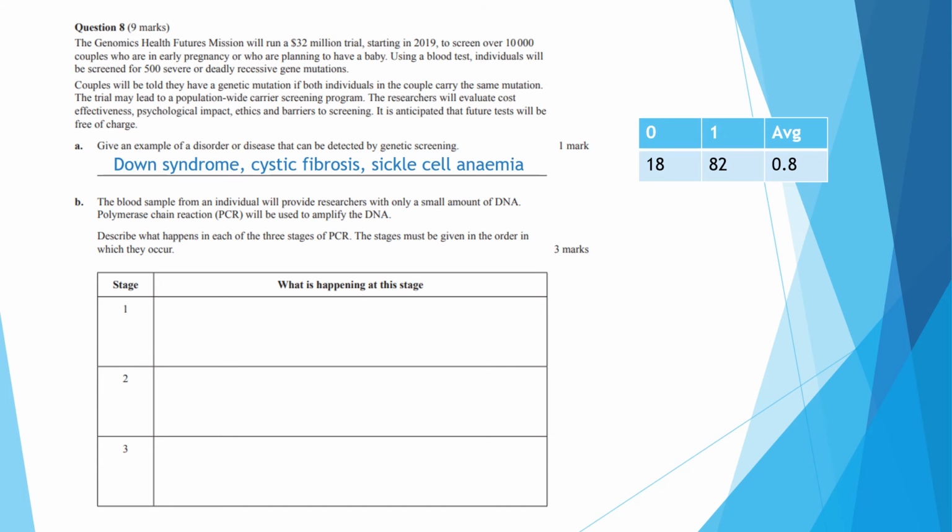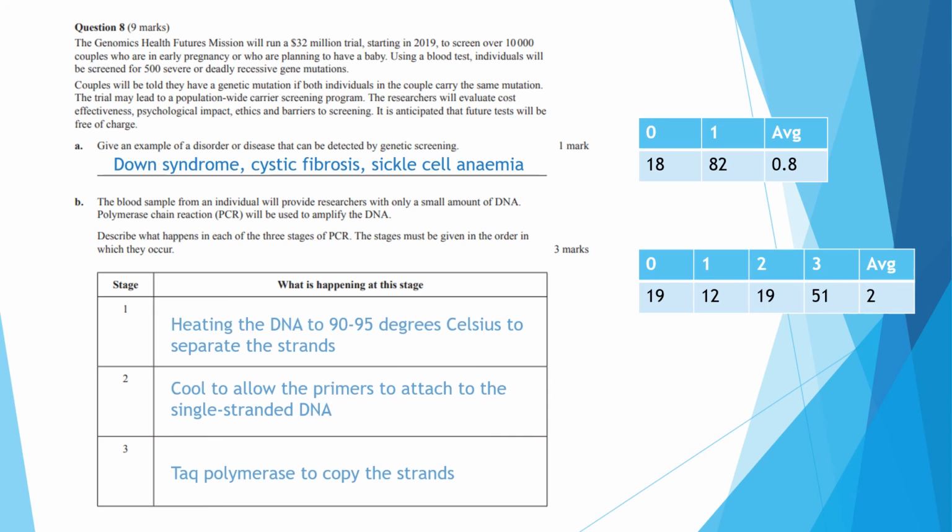So coming back to the question, the 3 steps are: firstly, heating the DNA to 90 to 95 degrees Celsius to separate the strands. Step 2 is to cool to allow the primers to attach to the single-stranded DNA. And the 3rd step is to allow the Taq polymerase to copy the strands.